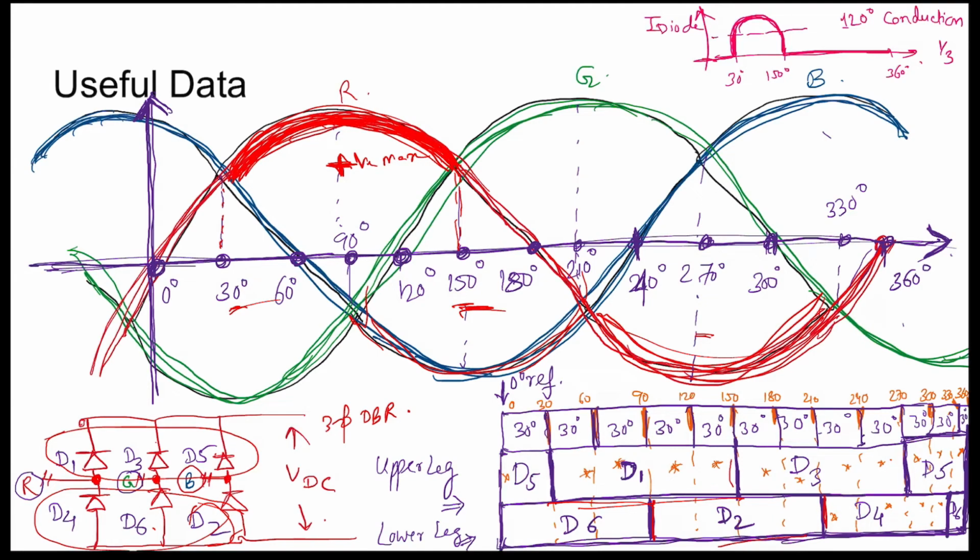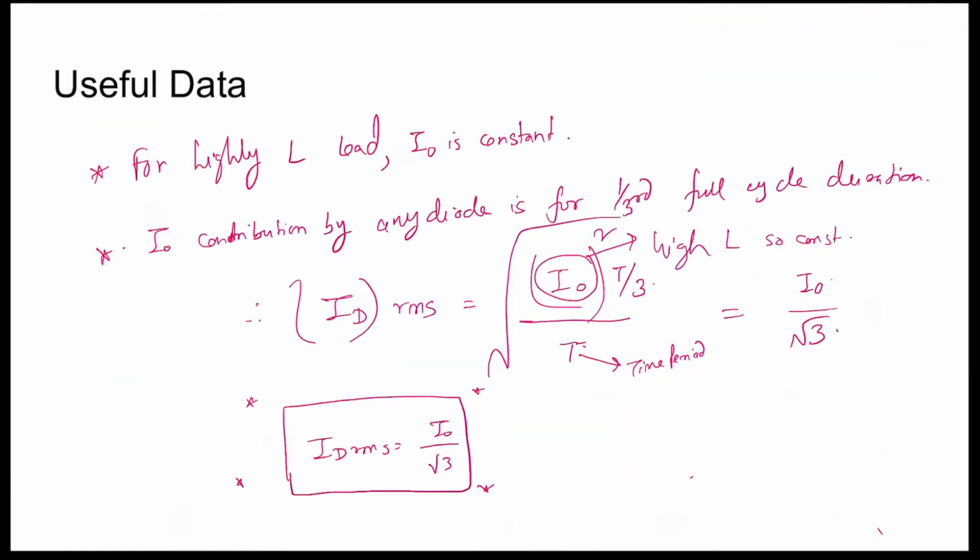Similarly, we determine the sequence of conduction of the diodes, and for the diode bridge rectifier arrangement, it is seen that every diode conducts for 120 degree. For a highly inductive load, the load current is constant. So if you find the average over the conduction period, that is one-third cycle of every diode, it will come out to be I0 by root 3. So ID RMS is I0 by root 3.